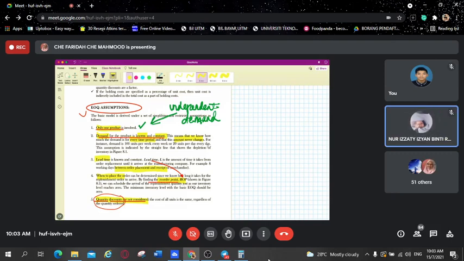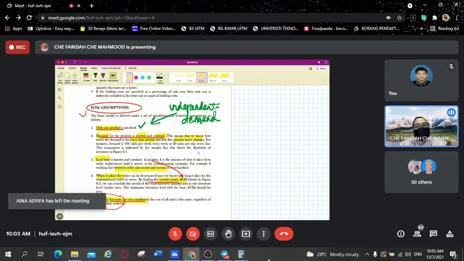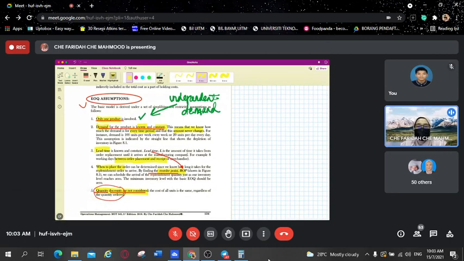Okay, Pakcik. Right. Then, my dear, the next assumption is lead time. Lead time is known and constant. I mentioned to you the lead time is the time from when I place an order to the supplier until the supplier sends it to me. This is the time between order placement and receipt. This is the lead time.